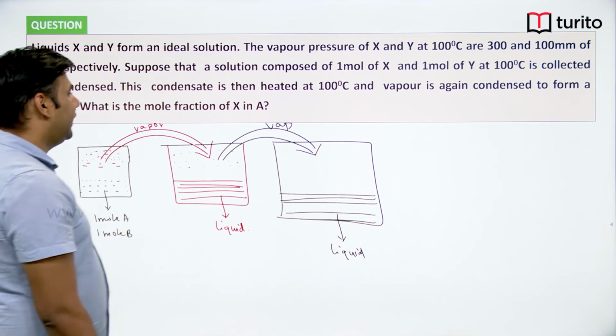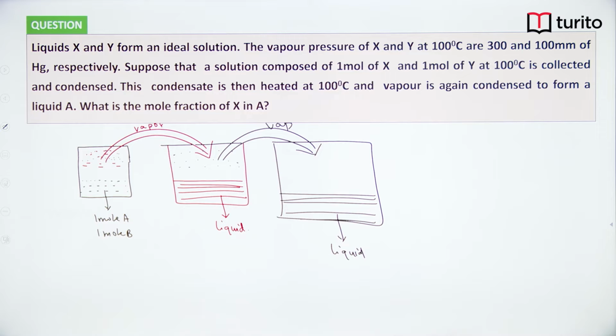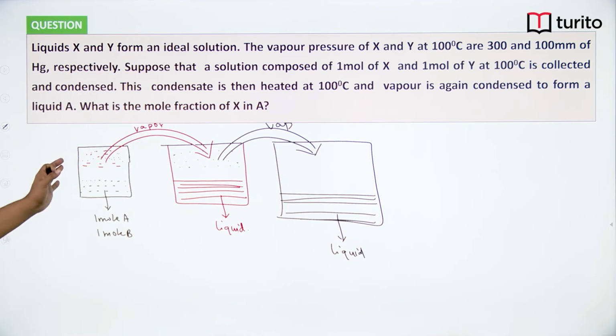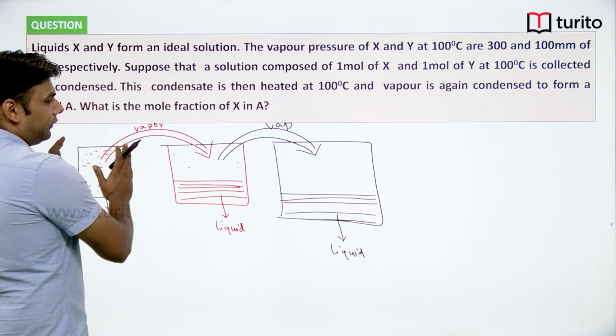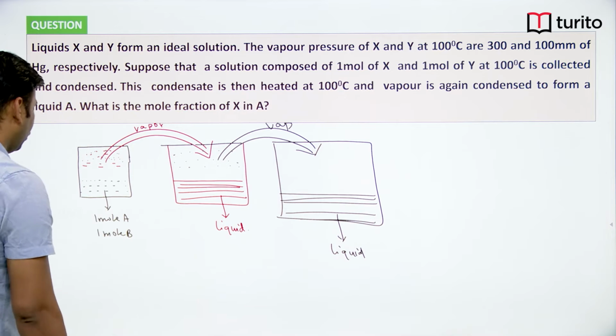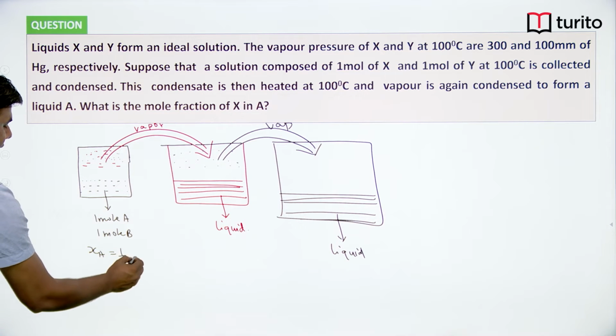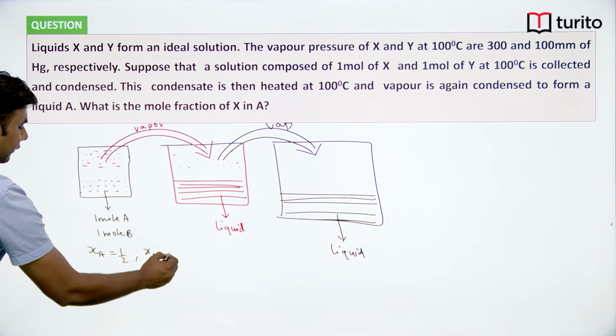So the question is asking: what is the mole fraction of X in A? So basically we have to get this. Now let us build on the basic concept that we have done till now. Let us look at the first jar. We know that it had 1 mole of A and 1 mole of B, so the mole fraction of A was half and the mole fraction of B was also half.